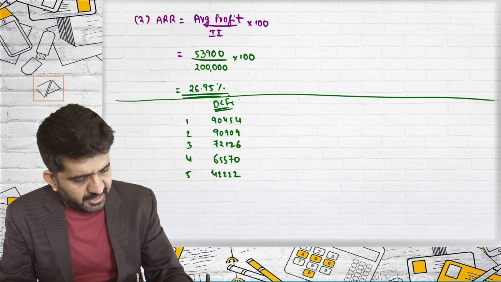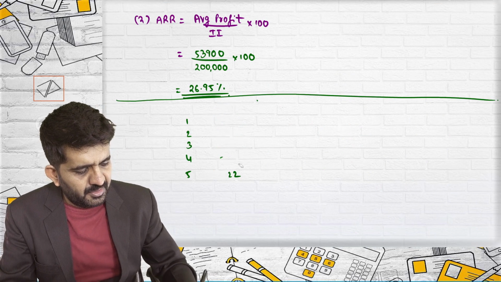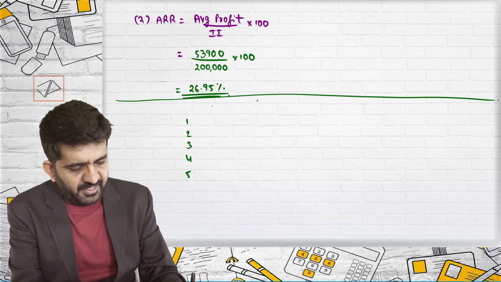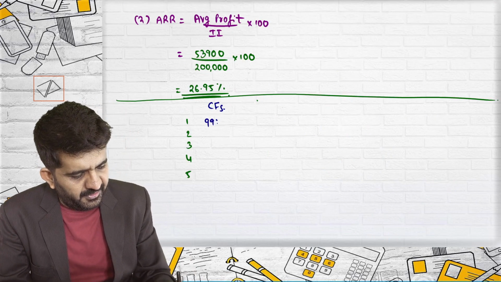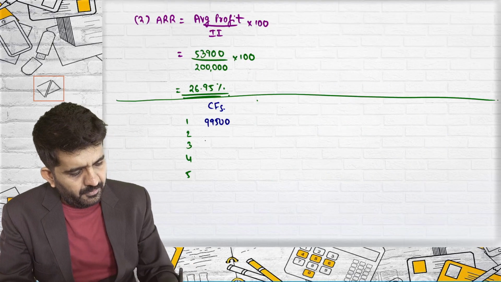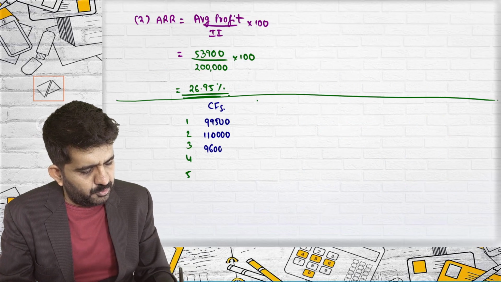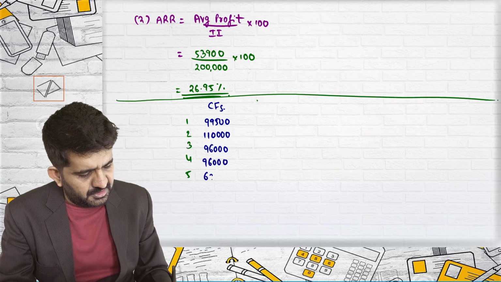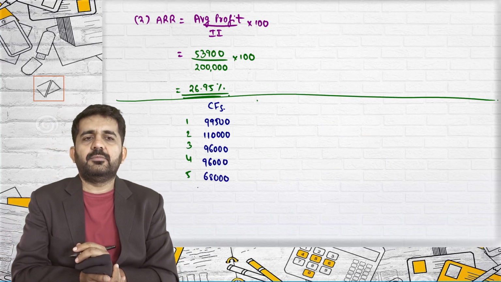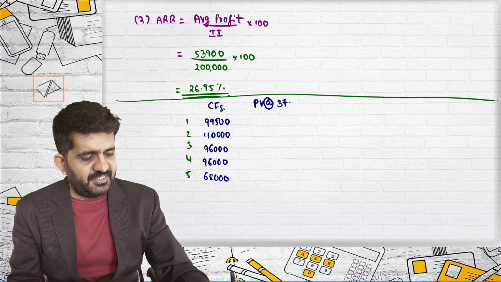Okay, so I need not take discounted cash flow. Those are discounted cash flow at the rate of 10%. So this is not correct. I need to take only cash flows. I will be finding out discounted cash flows on my own. 99,500, 1,10,000, 96,000, 96,000, 68,000. I will be finding out present value at the rate of 37%.